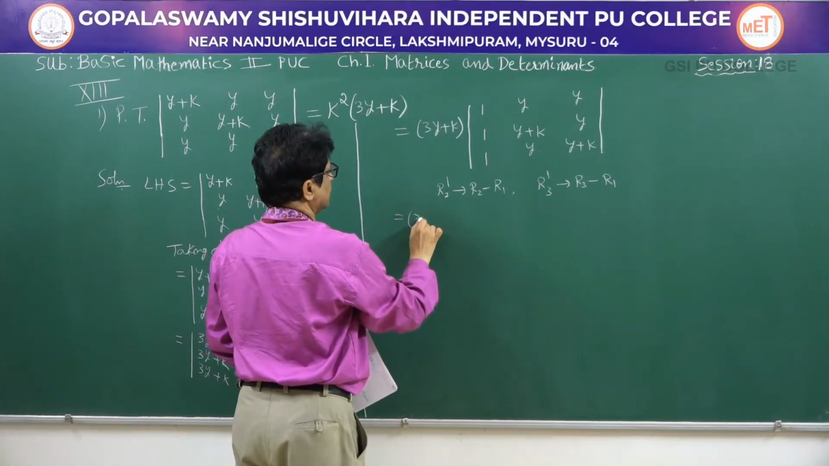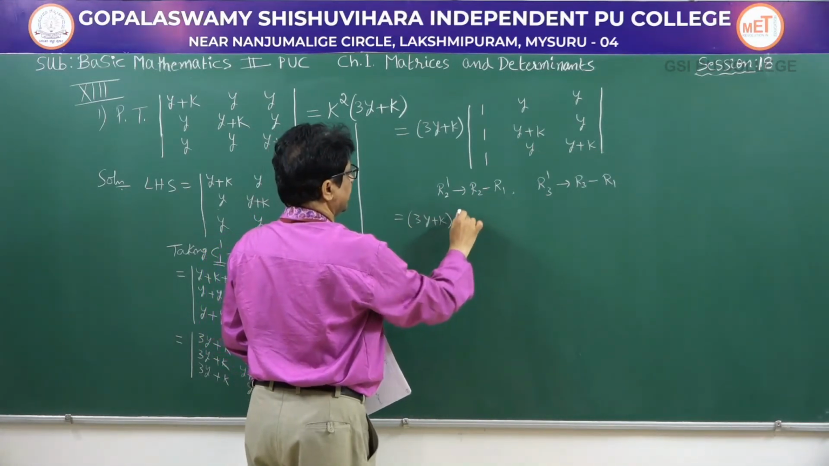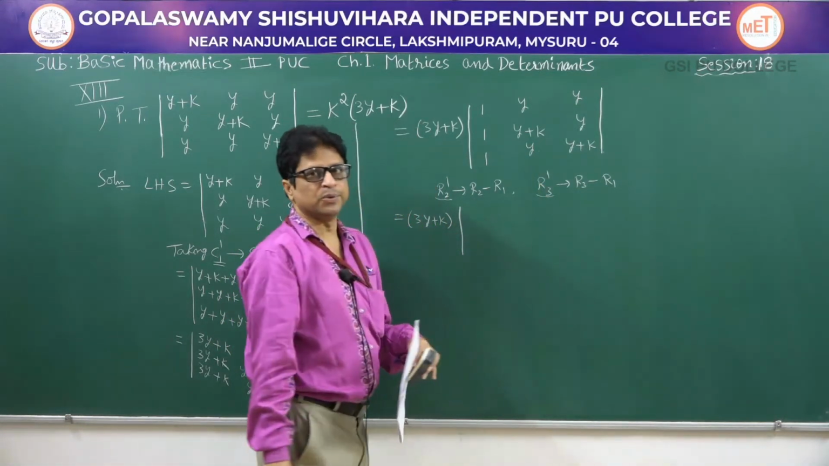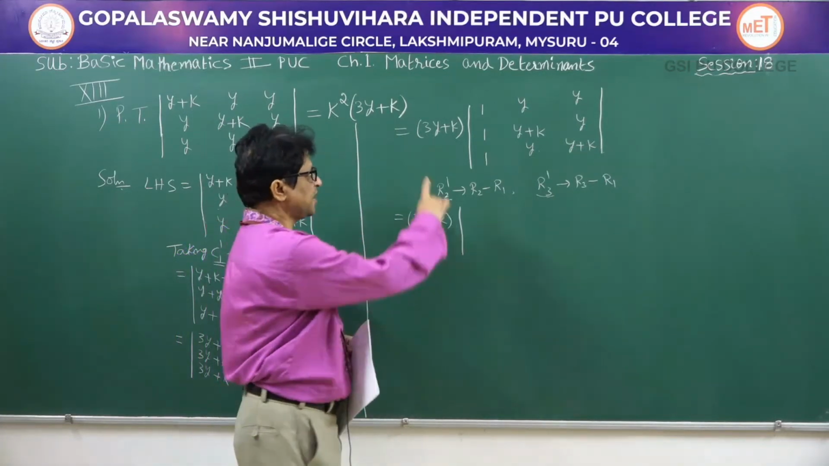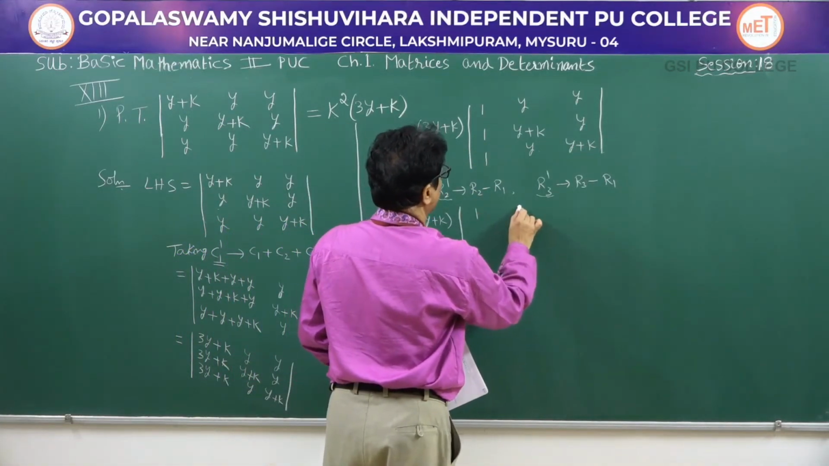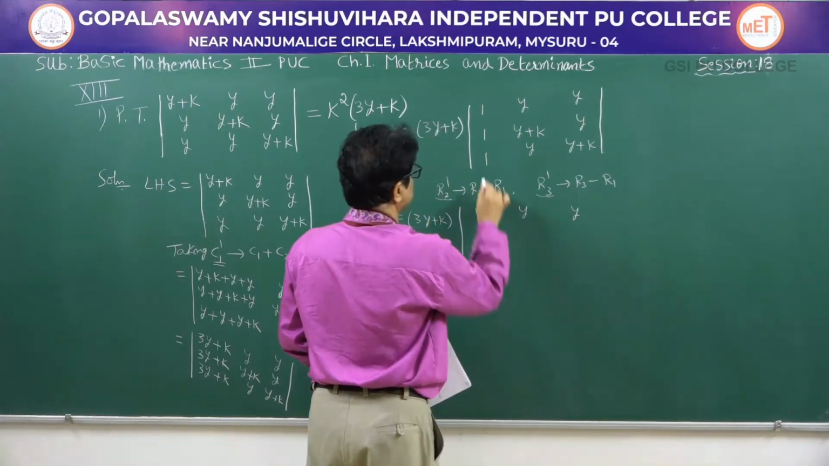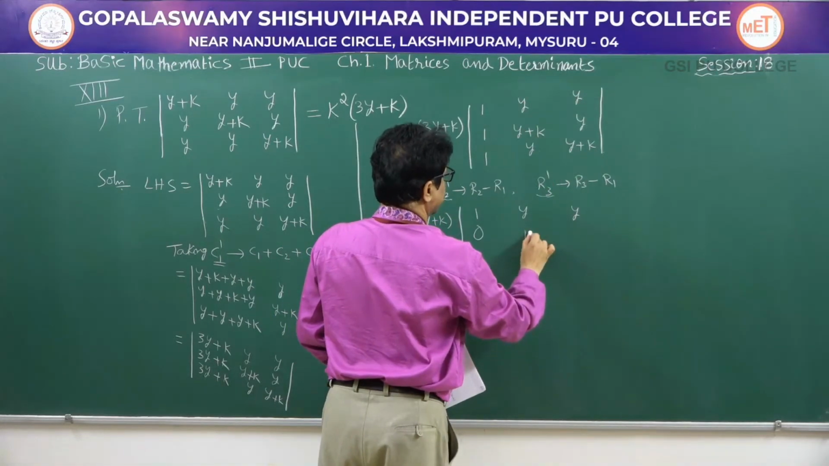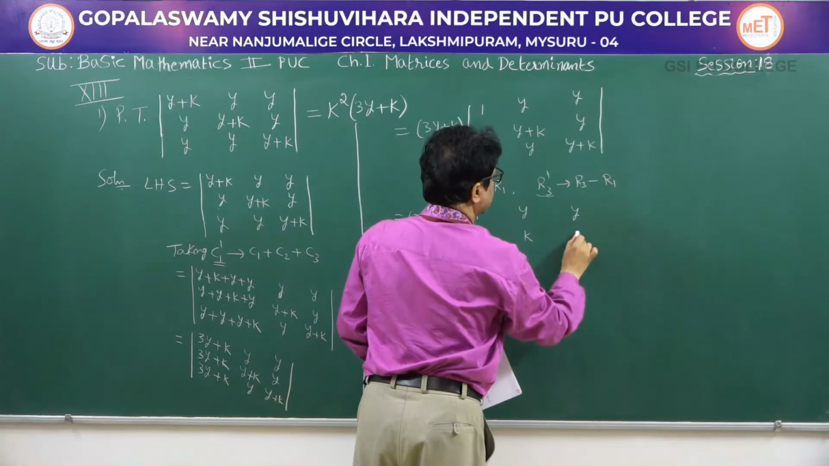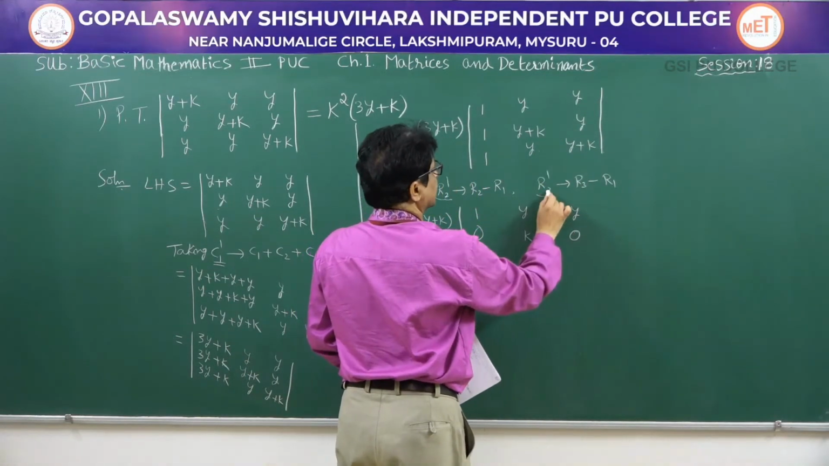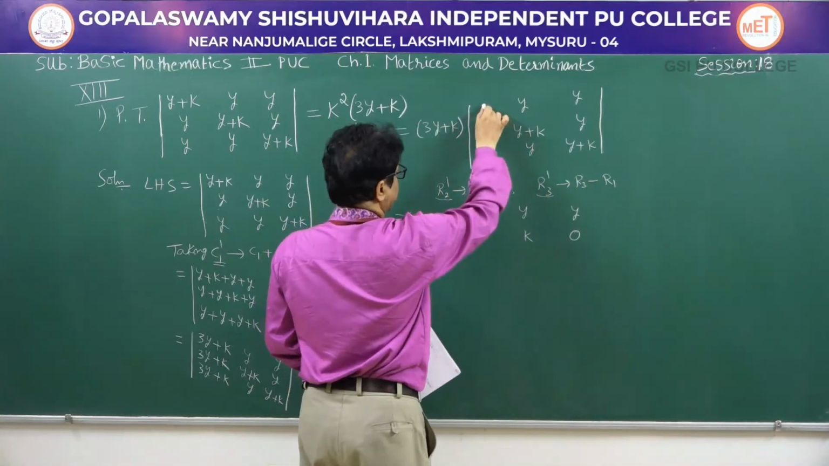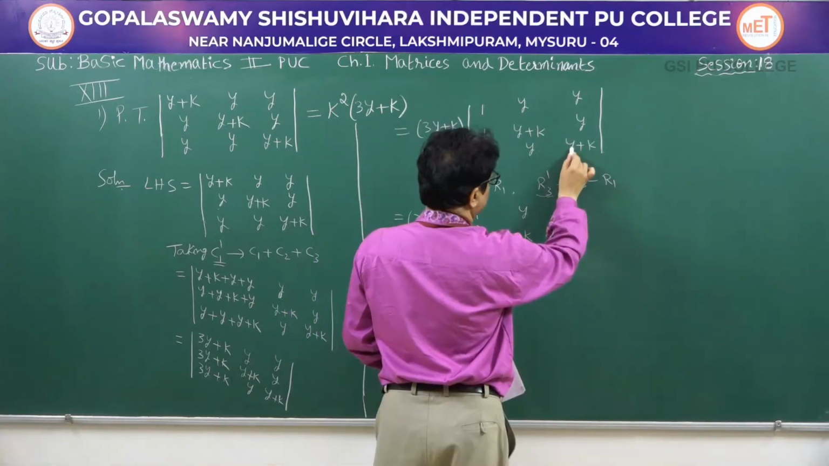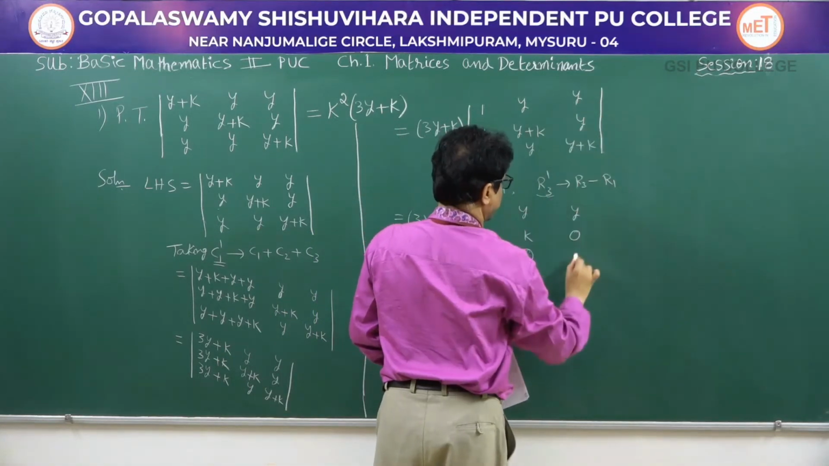So that will be equal to 3y plus k into determinant of. Here the change is taking place in row 2 and row 3. So first row we have to write as it is. 1 y. So 1 minus 1, 0. Y plus k minus y, we get k. So y minus y, 0. Next row, that is R3, is R3 minus R1. So 1 minus 1, 0. So y minus y, 0. Y plus k minus y, we get k.